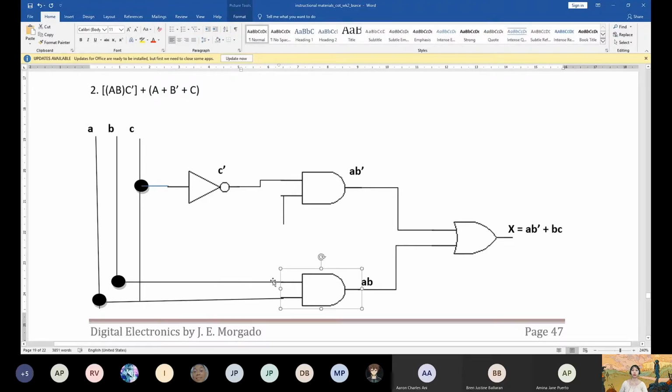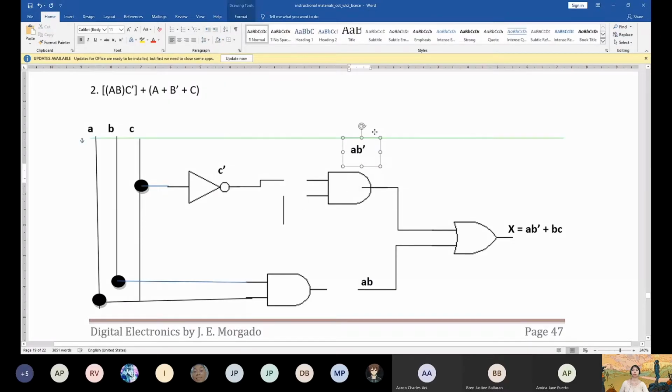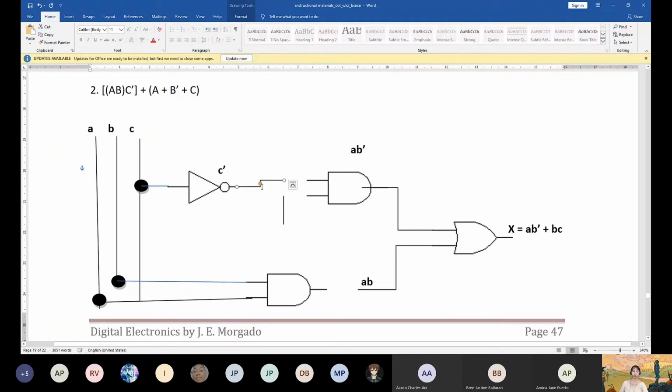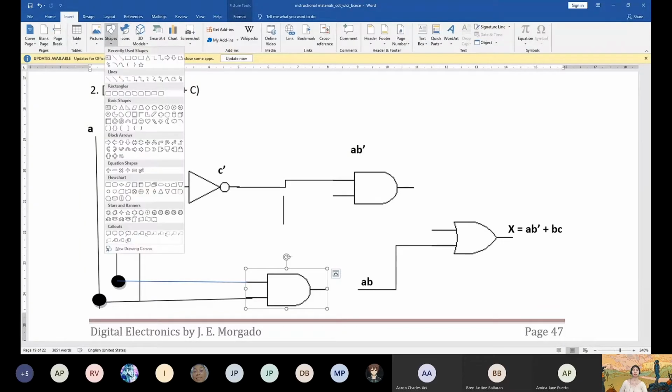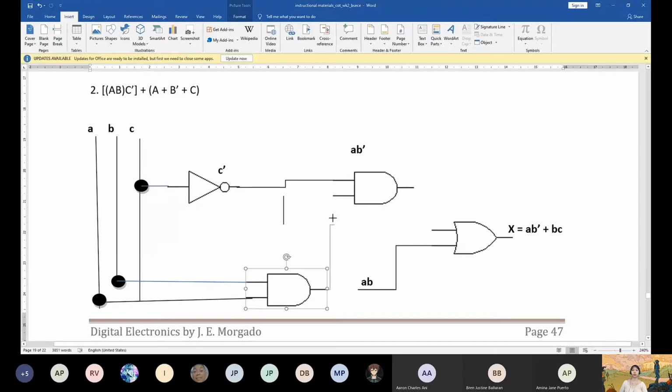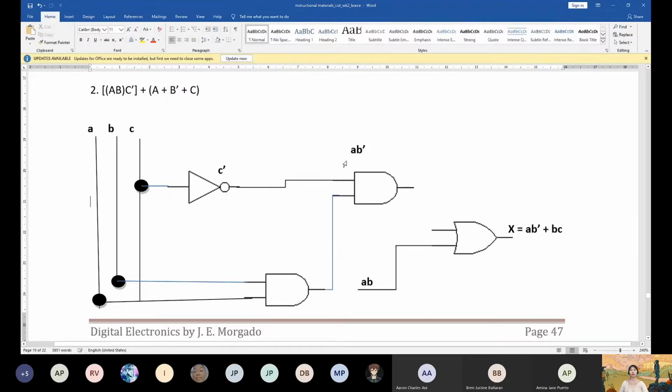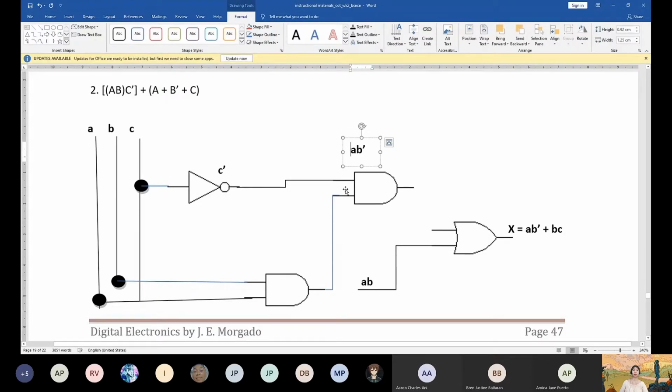Let's move it backward. C prime times AB. So the output of this is now AB times C prime.